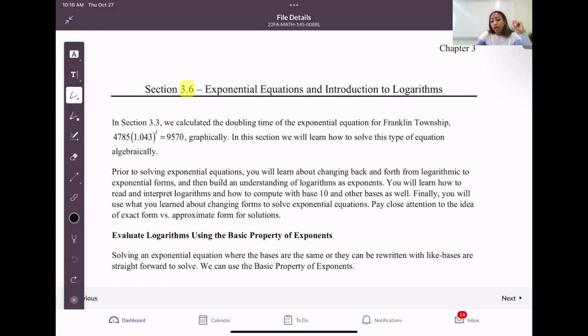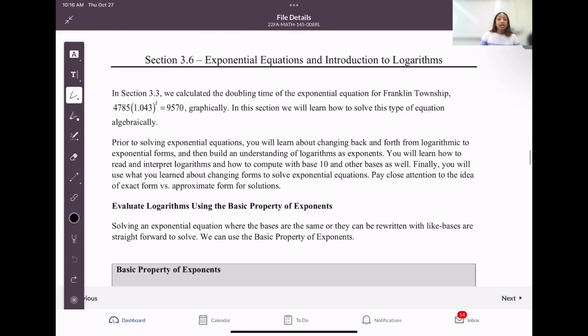In order to solve exponential equations algebraically, we have to learn about the inverse of an exponential function, which is called a logarithm. So that's what we'll do today. We're going to be practicing going back and forth between the exponential form of an equation and the logarithmic form of an equation. Okay, so that's our goal. Lots of problems like that. And then we'll talk at the end about how to use that to actually solve exponential equations.